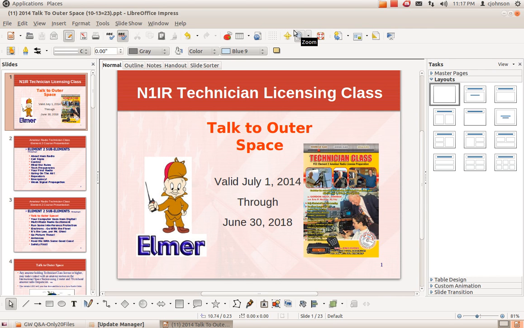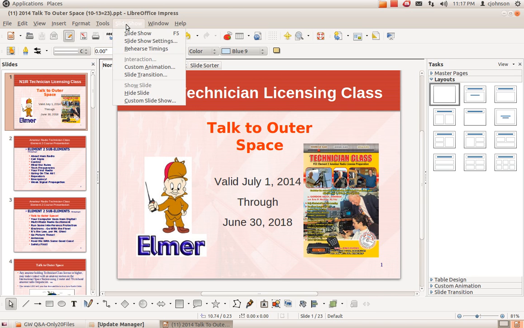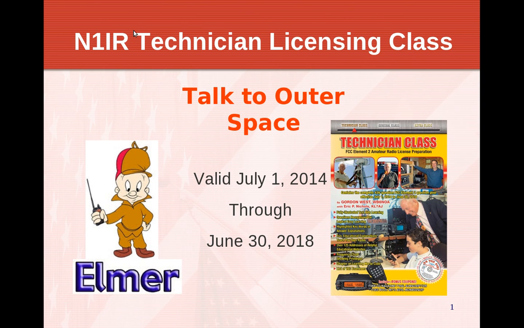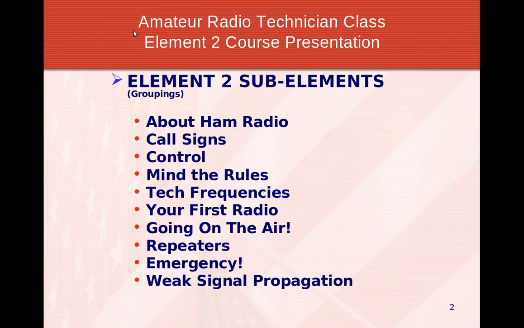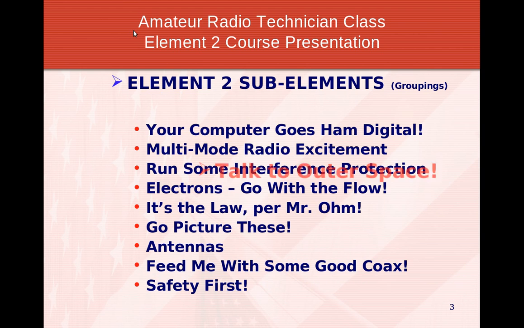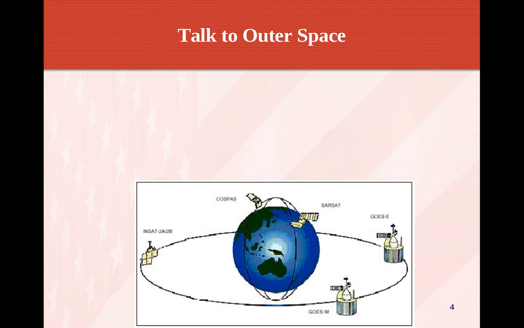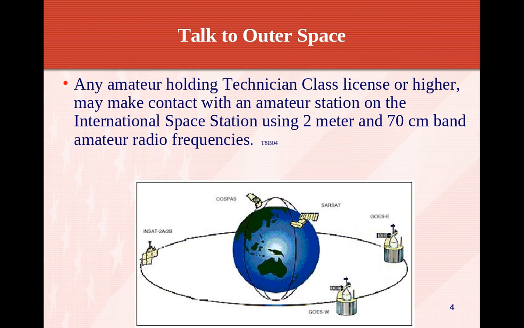We're on part 11, Talk to Outer Space. Okay, so this is the first 10 sections we've gone over. Okay, so now we're on section 11, Talk to Outer Space. Any amateur holding a technician class license or higher may make contact with an amateur station on the International Space Station using 2 meter and 70 centimeter band amateur frequencies.